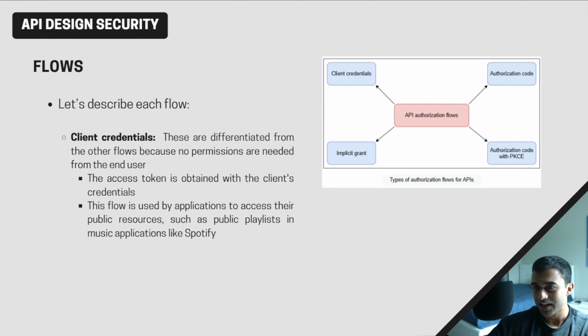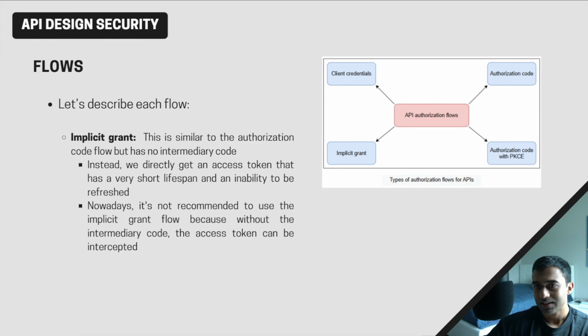The access token is obtained with the client's credentials. This flow is used by applications to access their public resources such as public playlists and the music applications like Spotify.